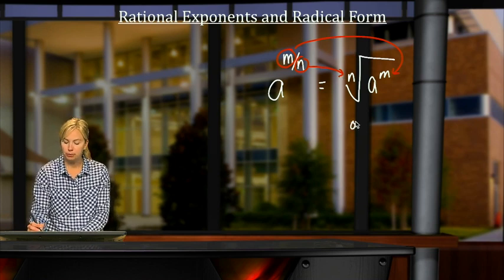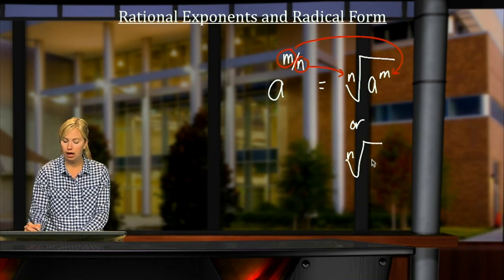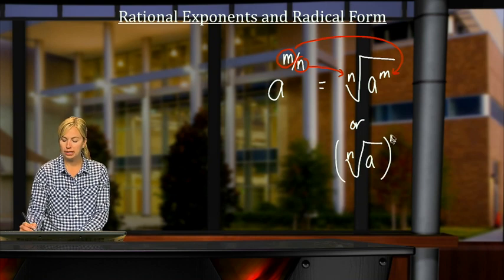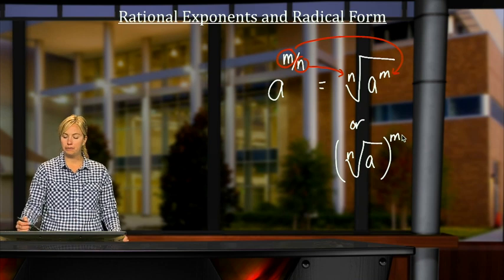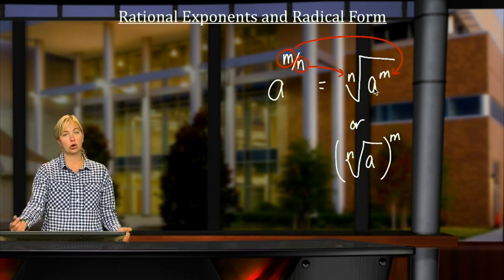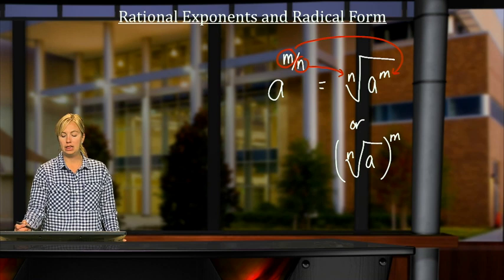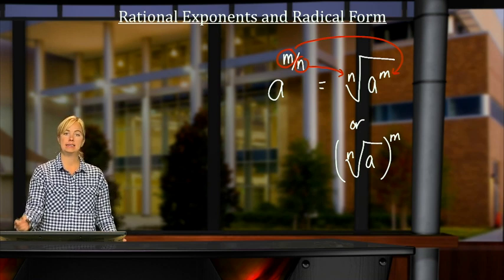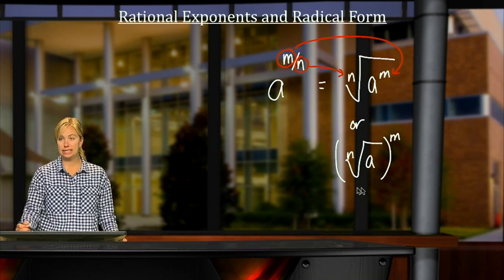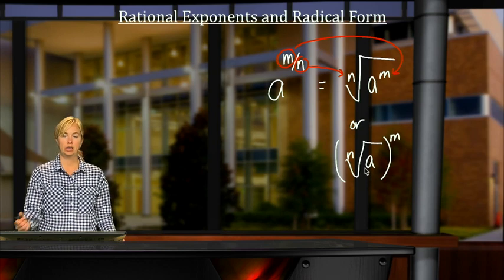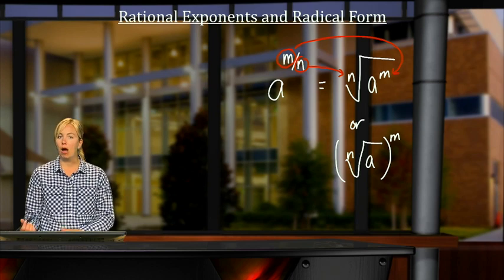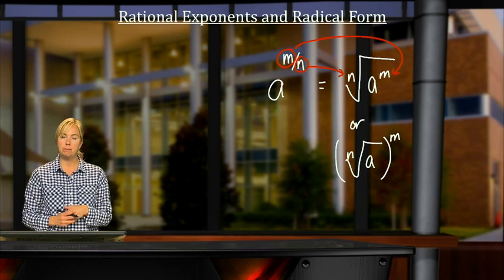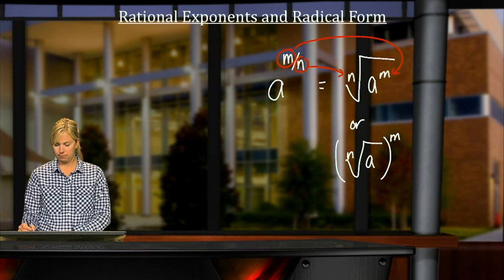Now this can also be written as the nth root of a raised to a power of m. The only difference between these two expressions is the order in which we're going to simplify. In this first one, we're actually going to simplify a to the m first and then take the nth root. Whereas in this second one, we're going to simplify the nth root of a and then take that and raise it to a power of m. So all that we're changing is the order. And depending on the problem, one setup might be better or more useful than the other.